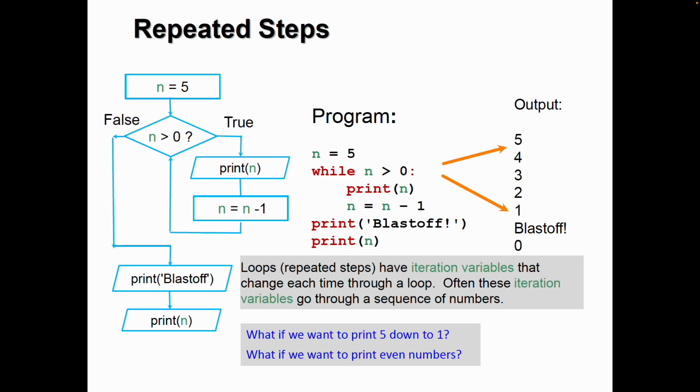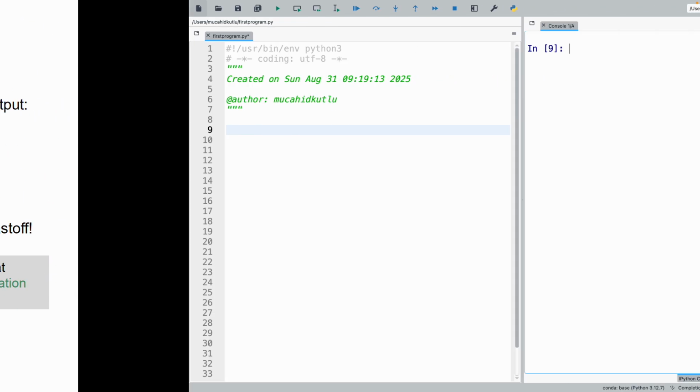Now let me ask this question. What if we want to print only even numbers? What should we do? I just want to print even numbers. Maybe n minus 2. Let's do this in our code.